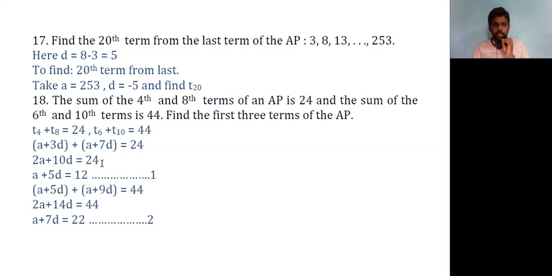Divide the whole equation by 2. We have A plus 5D is equal to 12. Keep it as the first equation. Considering the second equation, A plus 5D for the sixth term and A plus 9D for the 10th term is equal to 44. So 2A plus 5D plus 9D, which is 14D, is equal to 44. Divide the whole equation by 2 again. We have A plus 7D is equal to 22. Keep it as the second equation.